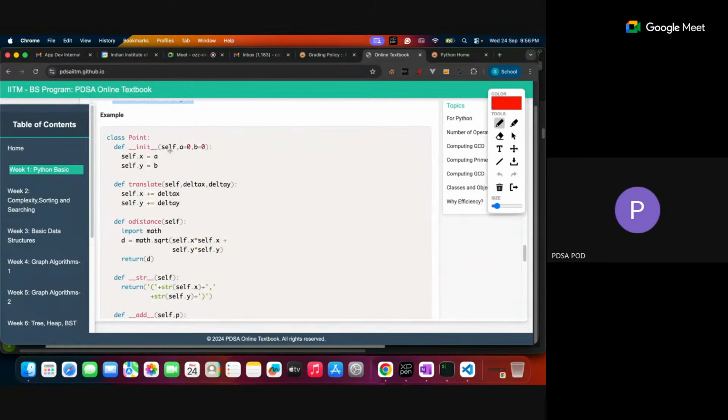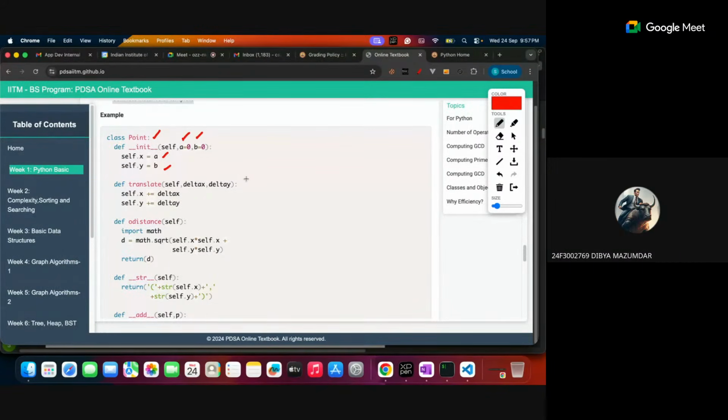You can see a point contains x and y coordinates. A and B are taken as parameters. They are assigned into self.x and self.y. Self means that it's a data member that resides inside your class. Now in translate, they are using delta x and delta y. One thing, self.x plus equal to delta x.